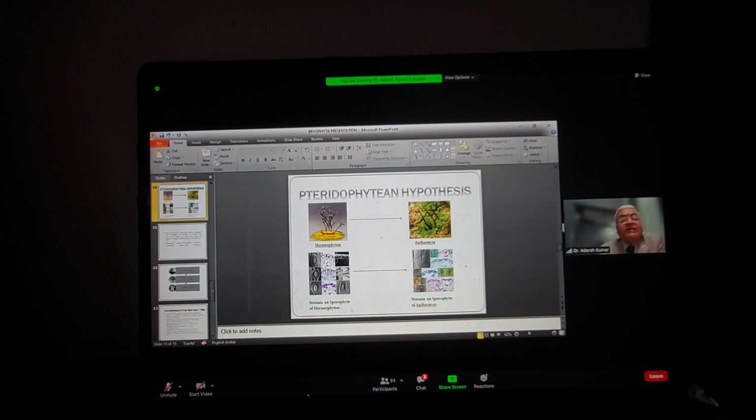In the next slide, the stomata on the sporophyte of Horneophyton are visible, and these are the stomata on the Anthoceros, also visible. The sporophyte bears the stomata and it possesses the photosynthetic pigments and forms the starch as its reserve food.